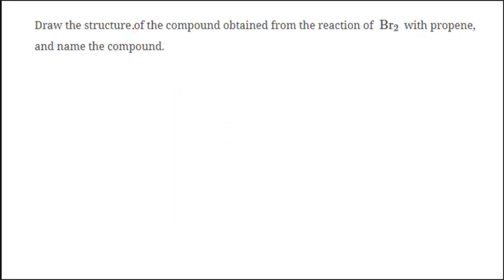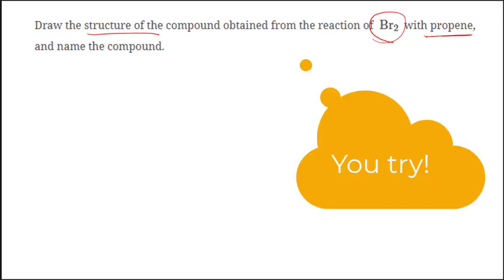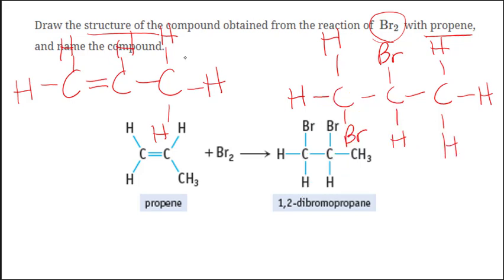Can you draw the structure of the compound obtained when Br2 is added to propene? Try that and name it. So here's how I drew it initially. I drew propene, so I had 3 carbons and I had the double bond. Again, it wouldn't matter if your double bond was after the first carbon or after the last carbon, it would still be the same. Just make sure that each carbon has 4 bonds, and when that double bond is there, there can only be 2 other hydrogens.